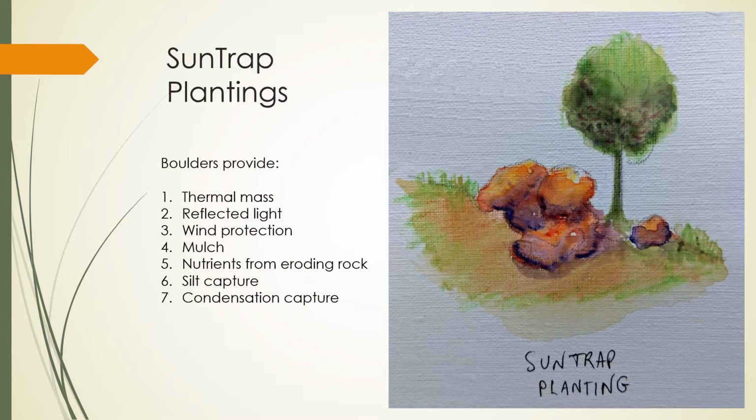What you can do is you can create sun traps. The boulders provide thermal mass and some reflected light. But they've got nutrients as they erode. They've got the wind protection for the trees. And then over time, the mulch will fall and not be blown away. And you'll get some silt captured by the rocks as well. And condensation trapping.